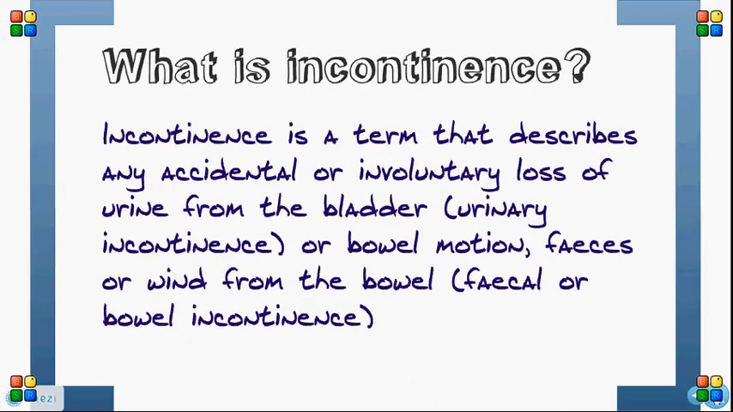What is incontinence? Incontinence refers to any accidental or involuntary loss of urine from the bladder, or bowel motion pieces or wind from the bowel. Apparently, incontinence is a widespread condition, from just a small leak to complete loss of bladder or bowel control. Over 3.8 million Australians have a bladder and bowel control problem for a variety of reasons. It is also a very common symptom among aged people as well.